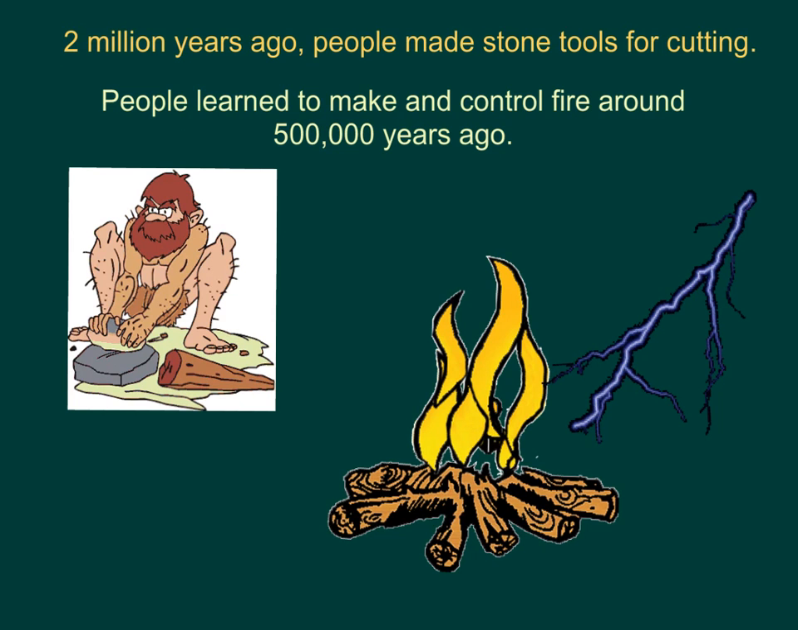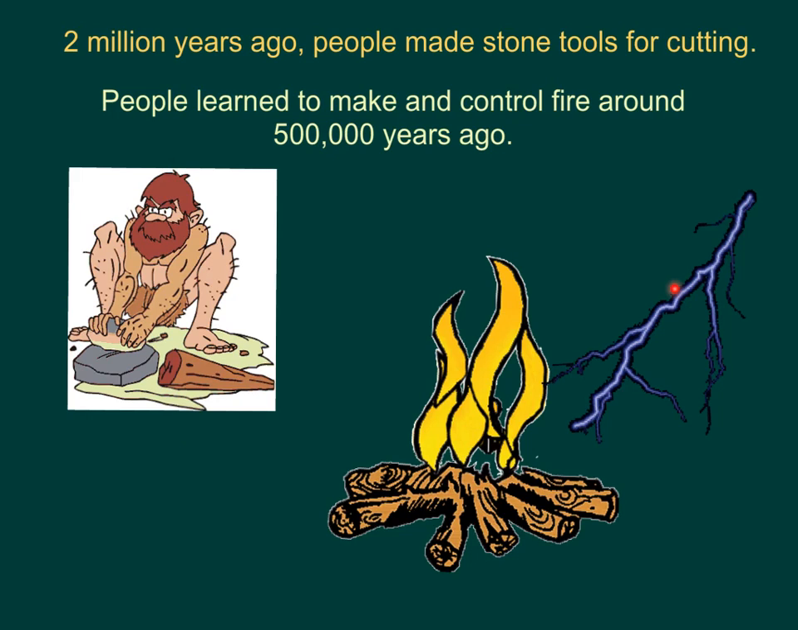Keeping with the idea of technology, over 2 million years ago, the earliest people made stone tools for cutting. That's technology. So if you see in this funny little picture right here of the caveman, he's using a stone to do some work. That's technology. Another thing, fire. That is technology, believe it or not. People learned how to make and control fire around 500,000 years ago.